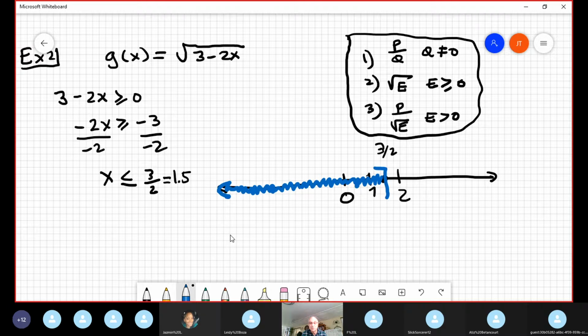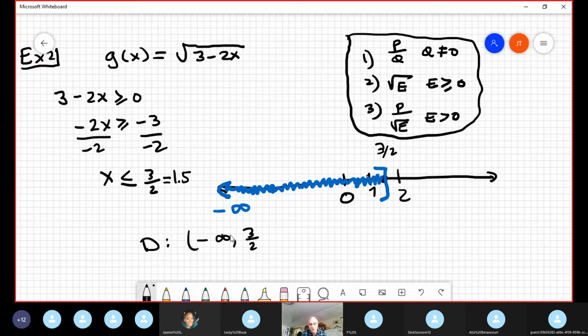So, the symbolic way to indicate this idea is using a square bracket. It's a square bracket because it's equal, guys. When it's not equal, it's parentheses. When it's equal, it's a square bracket. So this is minus infinity. So the domain is then, the final answer, from minus infinity comma 3/2.